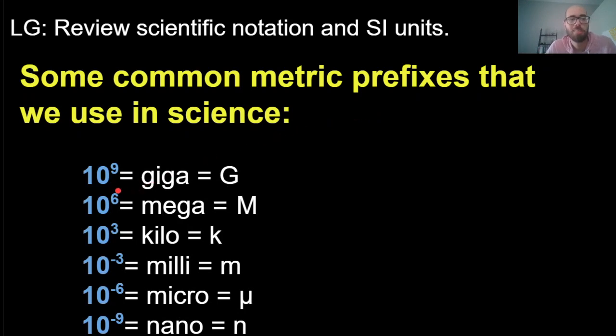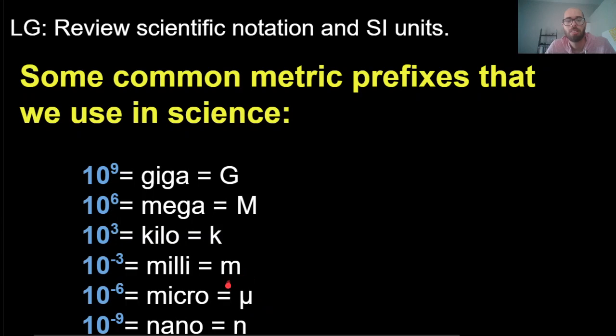Giga means 10 to the 9, and it's represented by a capital letter G. Mega is 10 to the 6, and it's represented by a capital letter M. Kilo is 10 to the 3rd, it's represented by a lowercase k. Milli is 10 to the minus 3. That one is represented by a lowercase m. Micro is 10 to the minus 6.